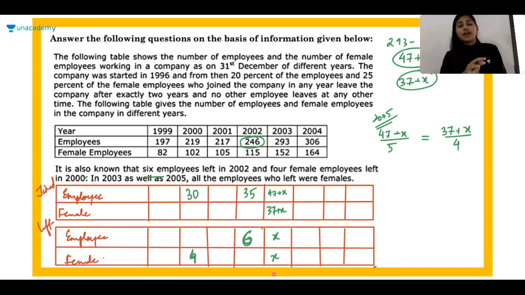Yeah, so there are only one or two very easy questions. There are one or two very difficult questions. Others are all of moderate level.